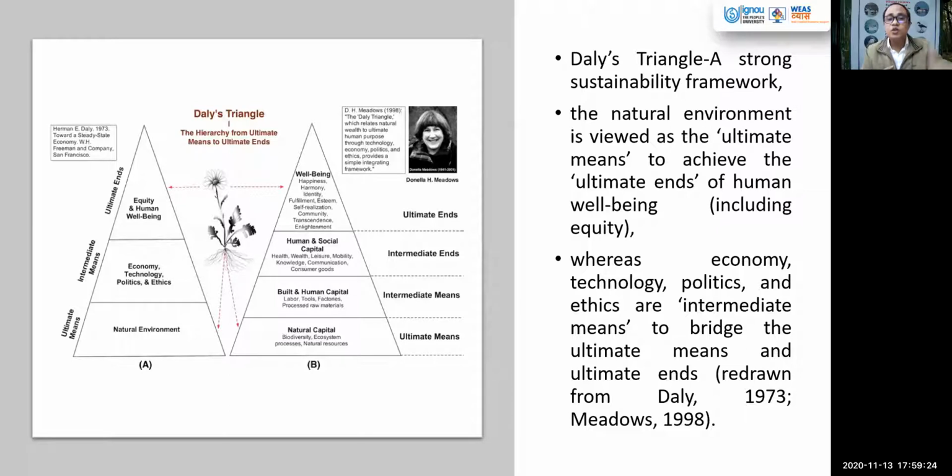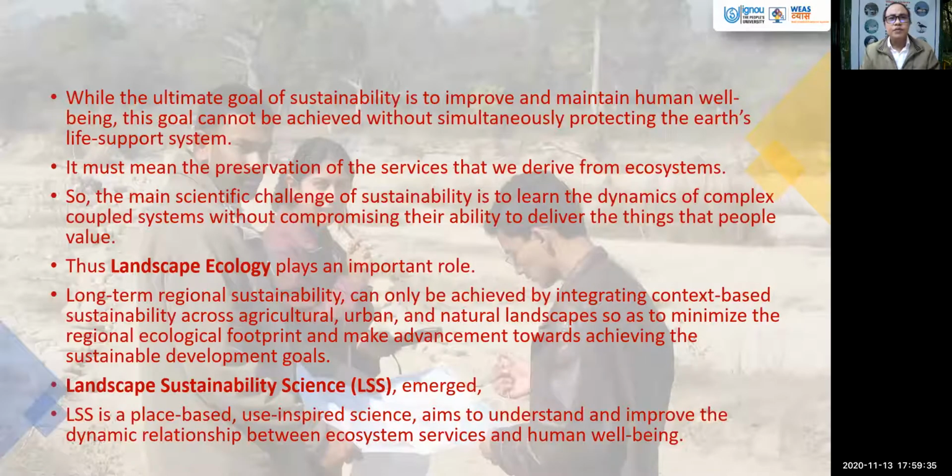That is what we talk about in this Maslow's hierarchy of needs, right? So the ultimate goal of sustainability, as you know, is to improve and maintain human well-being. This goal cannot be achieved without simultaneously protecting the life support system, that is the natural environment. So it must mean preservation of the services that we derive from the ecosystem.